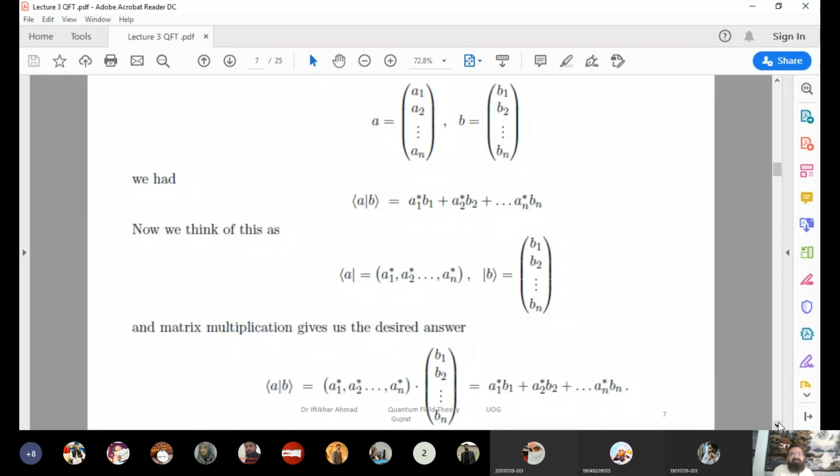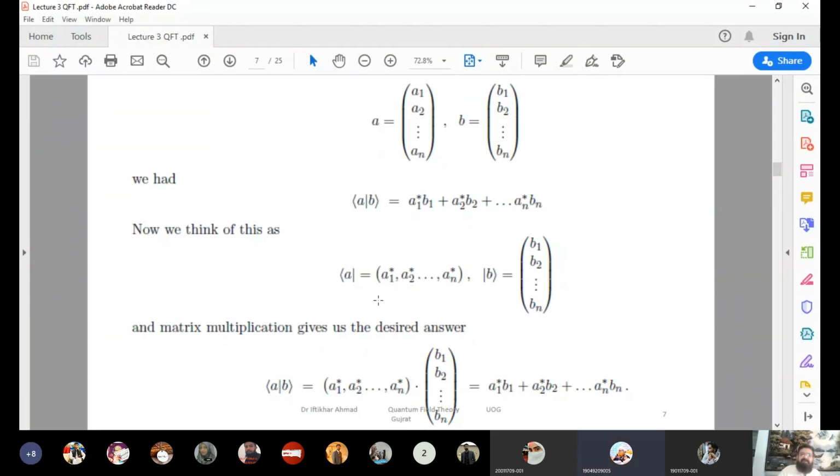Now, if you can write it in the form of a bra vector, how can you write the bra vector? What is bra? It is the complex conjugate and transpose. When you take the complex conjugate of this, it means A dagger. So A dagger is equal to a row vector in the form of complex conjugate elements.